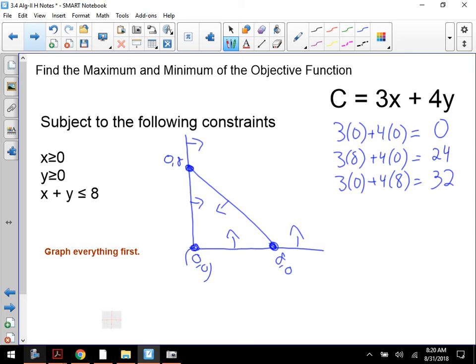Which one is the maximum? 32. You have a maximum that occurs at (0, 8). The maximum value is 32. You have a minimum occurring at (0, 0) with a minimum value of 0.